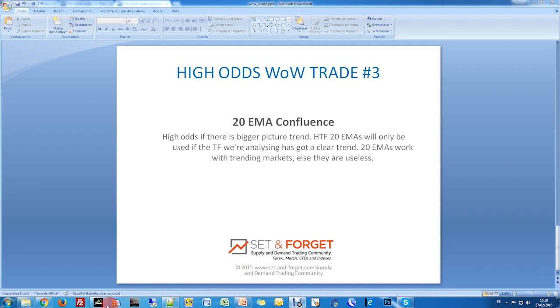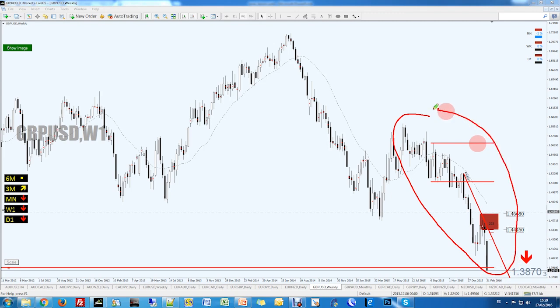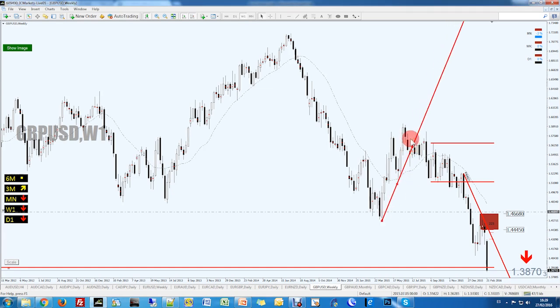So let's take a look at the pound dollar, for example. What happened on the way down here? Okay, this is a weekly time frame. We've got the ascending trend line broken. Okay, two valleys. Once these two valleys are broken, we've got a WoW short. Okay, this is the entry. It's a WoW short. Then we're talking about the 20 EMA confluence.